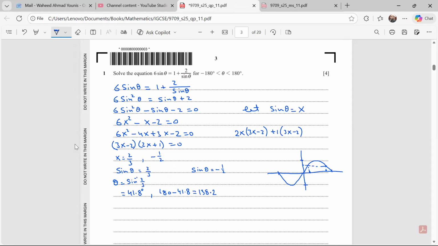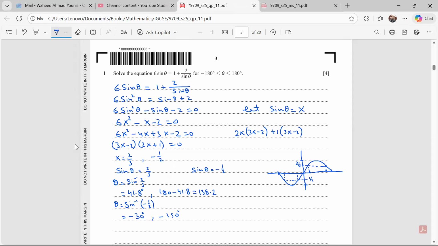Then I have minus 1 by 2. Minus 1 by 2 will give me 30 degrees. So theta is equal to sine inverse of minus 1 by 2, and this will give me negative 30 degrees. But whatever this angle is, 30, from here to here is also 30, and that will also give me minus 1 by 2. This point is 2 by 3. So this angle would be minus 180 plus 30, so minus 150. The second angle is minus 150.